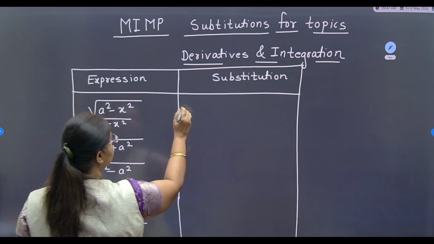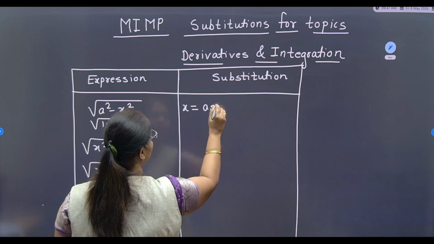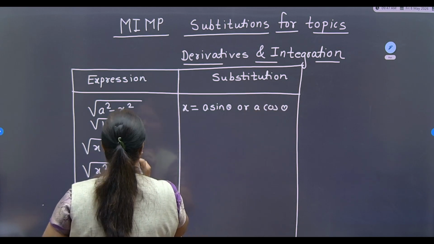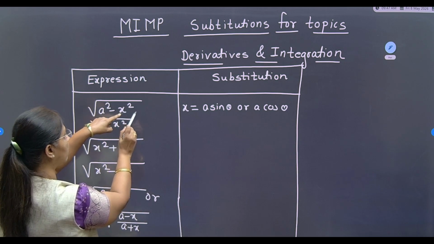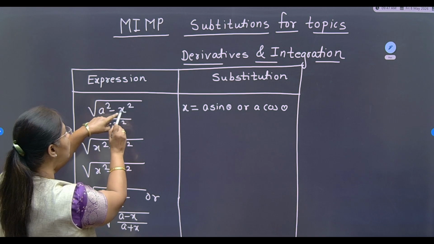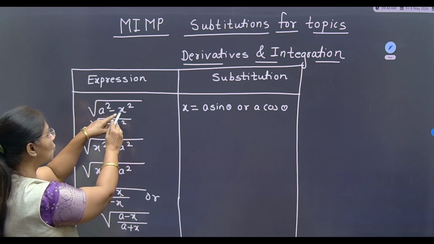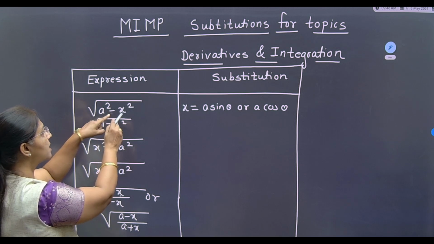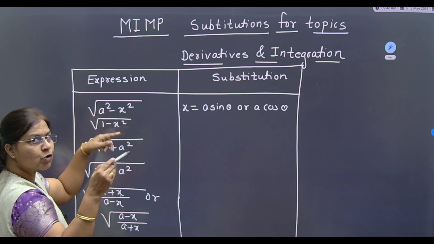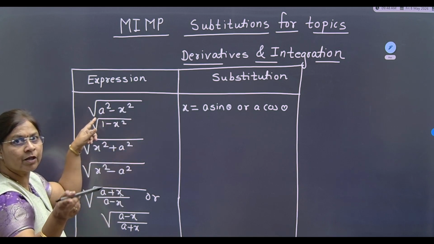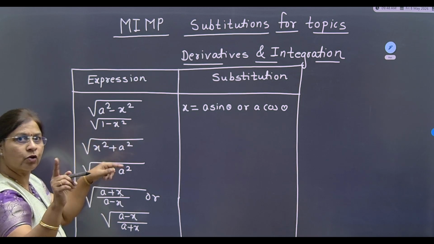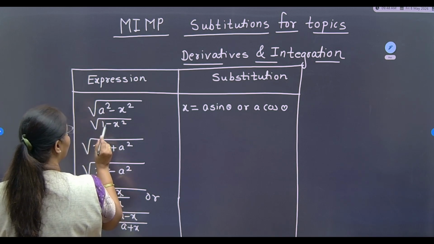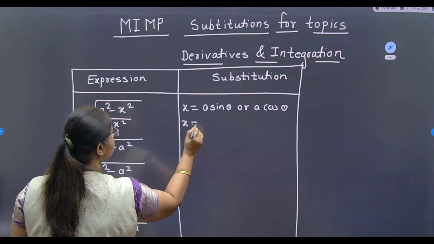Under root of a square minus x square, the substitution is x equals a sin theta or a cos theta. Using x equals a sin theta, for example, we get a square sin square theta. Taking a square common, in the bracket we get 1 minus sin square theta, which is cos square theta. Then the square root cancels, and we get a cos theta, using the fundamental identity.